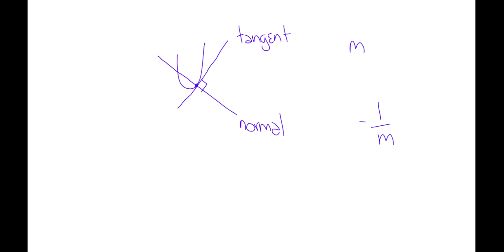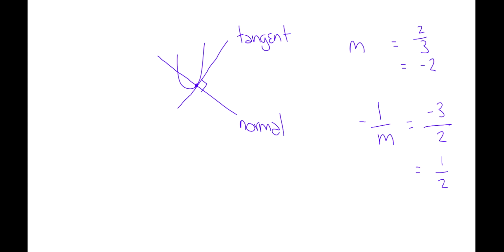If the tangent gradient is 2/3, what's the normal gradient? -3/2. So we flip it upside down and change the sign. If this one is -2, what's this one? +1/2. Good. So anytime you see the word normal, you're being asked to find a line that is perpendicular to the tangent. Now, we've done this before. We've just never used derivatives to do it.